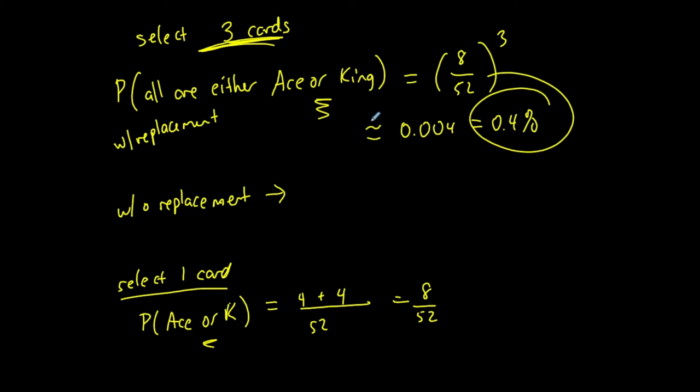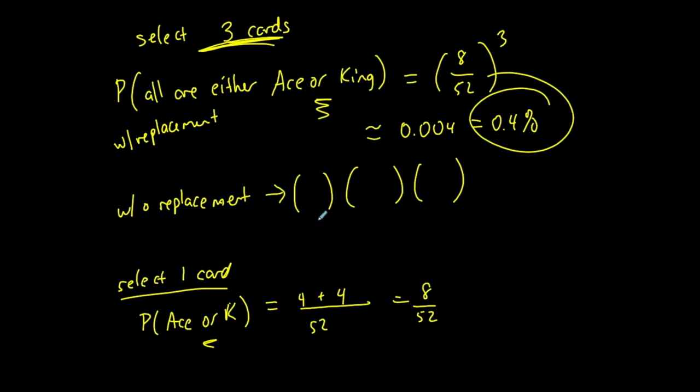Depending on the game that you're playing, that would be an ideal situation. You get one of those high cards, well, if ace is considered high, you get one of those cards each time. What if it's without replacement? Now I'm selecting 3 cards, and the probability that each selection is an ace or a king is going to be different because these are dependent events.